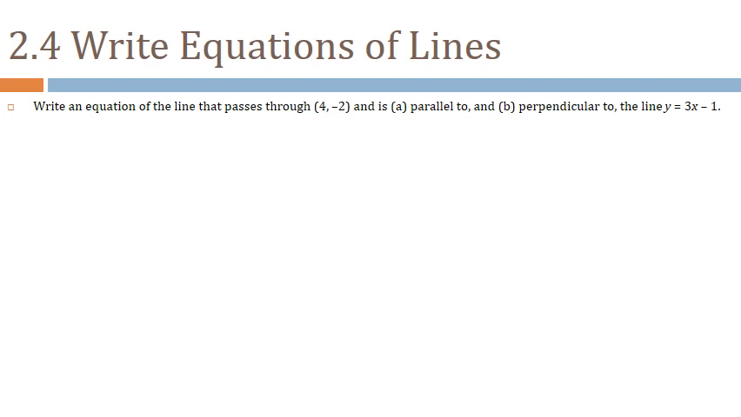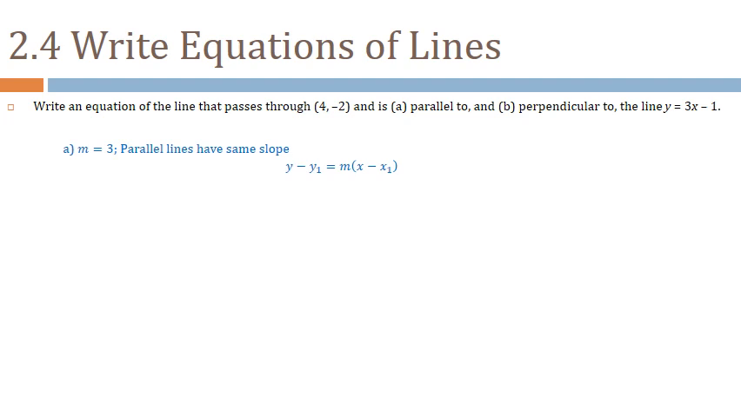Now, this example, we want the equation of a line that passes through the point and is parallel to or perpendicular to. We're going to start with part A, so it's just parallel to the given line. If it's parallel, that means it has the same slope. The given line has a slope of 3, so our line will have a slope of 3. Use that in the point and fill it into point slope form.